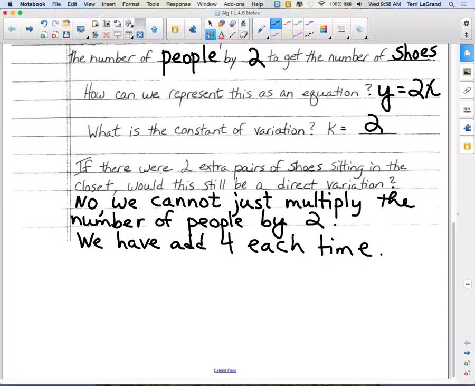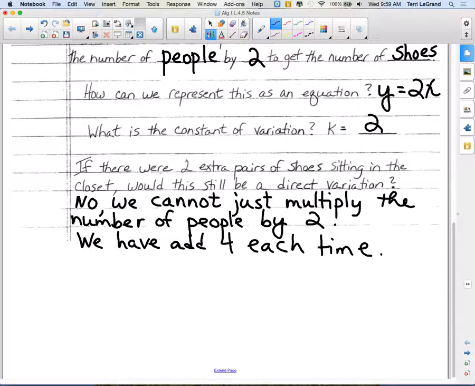So no, we cannot just multiply the number of people by 2 to get the total number of shoes. We have to add 4. Isn't that what we do? We take the number of people, multiply it by 2, and that tells us how many shoes are in the room. If that's all we have to do, then it is a direct variation. But when there's 2 extra pairs sitting in here, we have to add those. We have to add that 4. So now it isn't just affected by how many people are in here. We have to say, oh, wait a minute, we have to add that 4 also because of those extra ones in the classroom.